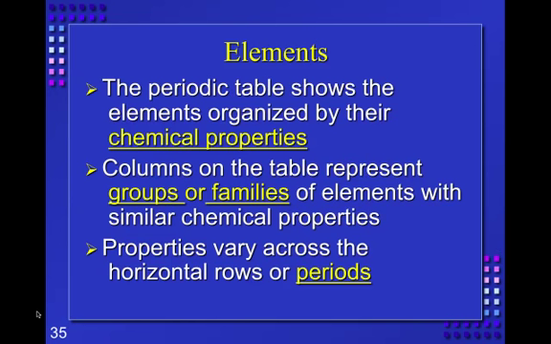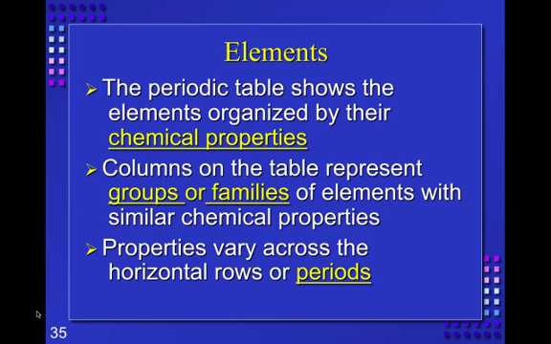The periodic table shows the elements organized according to their chemical properties. It's organized in a very specific way. It's one of the most useful tools that a chemist actually has. The columns on the table, also called groups or families, have similar properties. For example, group 1, they're all very reactive, as is group 17. And group 18, for example, is not very reactive. They're inert. We call them inert.